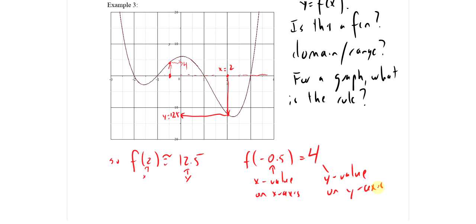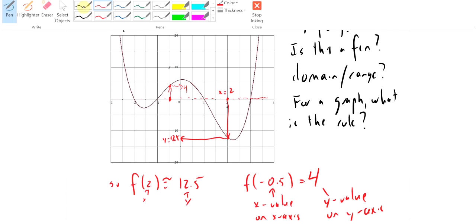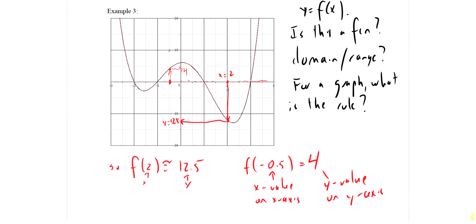Great. So, is this a function now? We can ask that question. Is this a function?